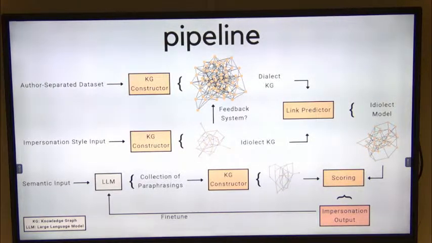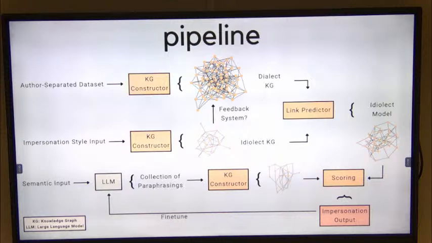So this is the pipeline I've outlined for doing such a task. It starts off with two inputs. The semantic input is essentially what we're going to be paraphrasing to seem like it was written by someone else, and we're going to modify that text so that it seems like it was written by the author who wrote the impersonation style text. So let's say I have a sentence and I want that sentence to be paraphrased as if it were, let's say, a professor of mine. I would take the text I have from my professor and then input it into the system.